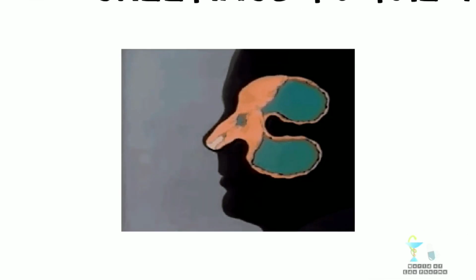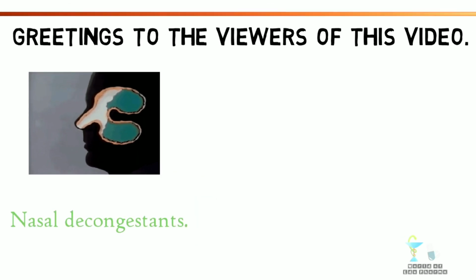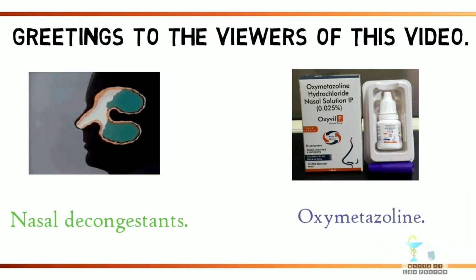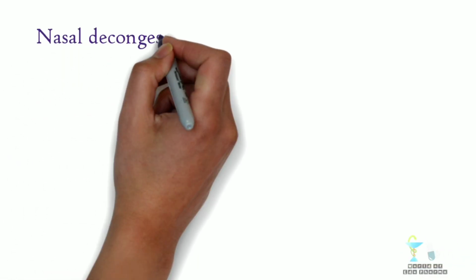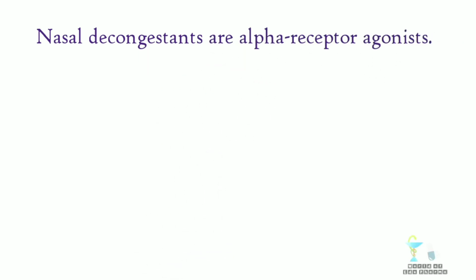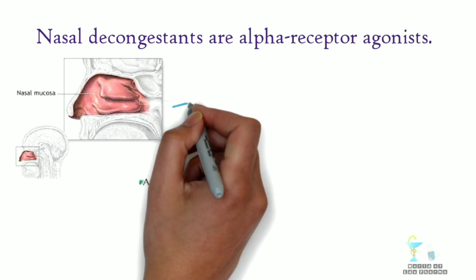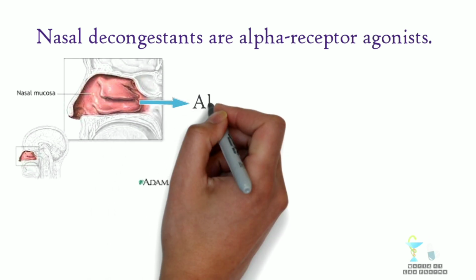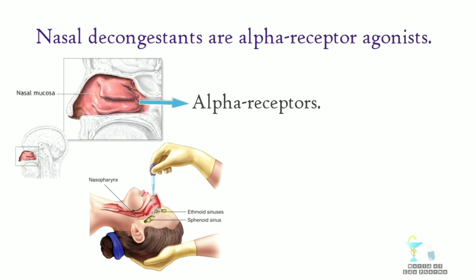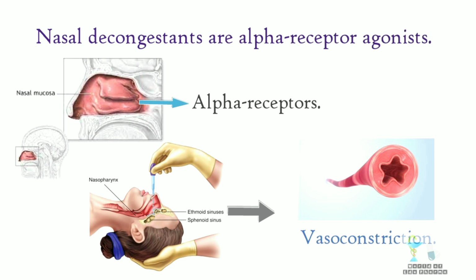In this video, we are going to see what nasal decongestants are and look at a specific drug called oxymetazoline. Nasal decongestants are alpha receptor agonists. The nasal mucosa is primarily composed of alpha receptors. The topical application of nasal decongestant results in vasoconstriction.